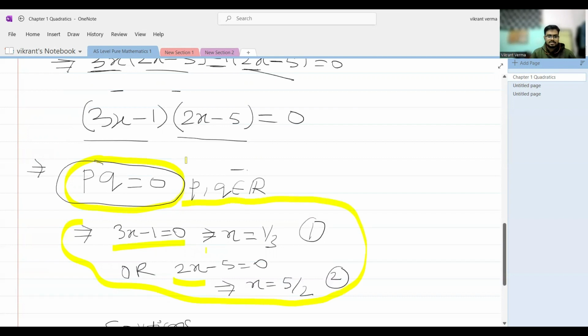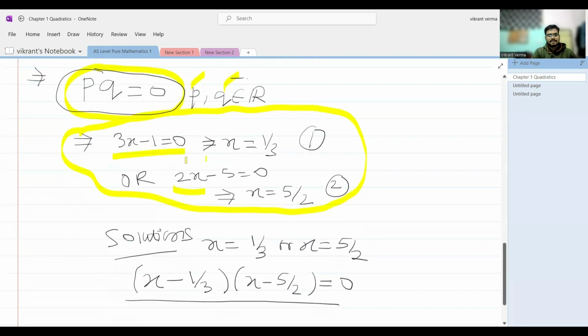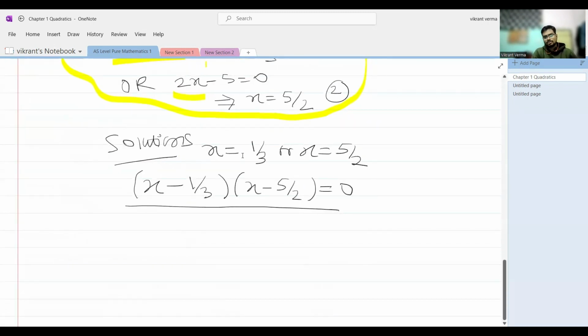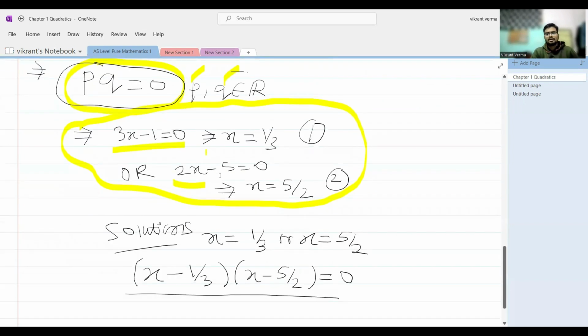This is the reason that your subject is known as pure mathematics. This is the reasoning that you have got from the understanding of pure mathematics, that when the product of two real numbers, and it is very important that these two numbers p and q belong to real numbers, is 0, then at least one of them is equal to 0. And the secondary thing was that we have arrived at the solution of this quadratic equation.